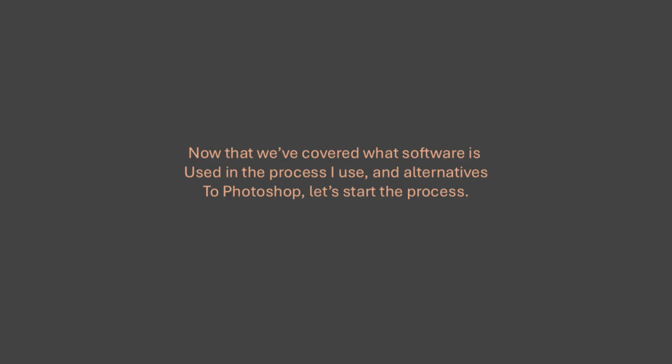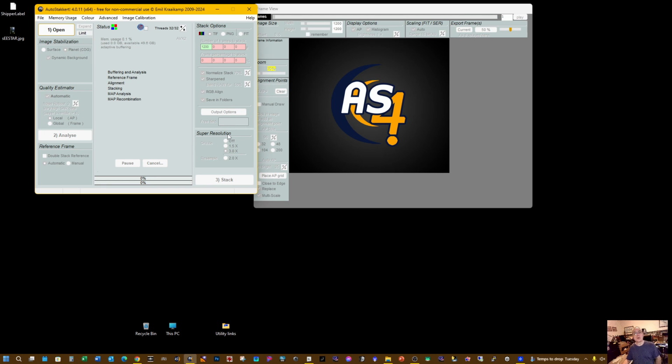And so now that we've covered what software is used in the process, and we've looked at alternatives to Photoshop, let's simply start the process. All right, so here we are with Autostakkert. I've already got it opened up. And what I'm going to do is open up a file that we're going to edit.